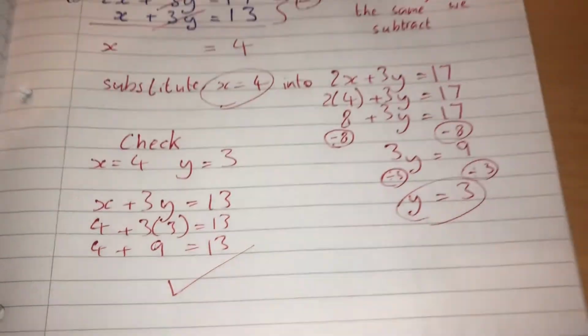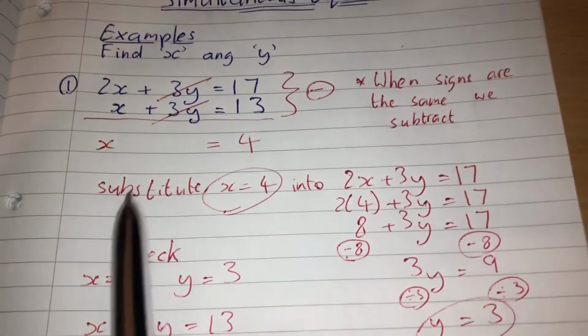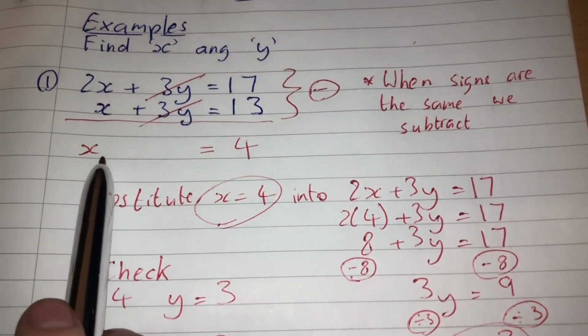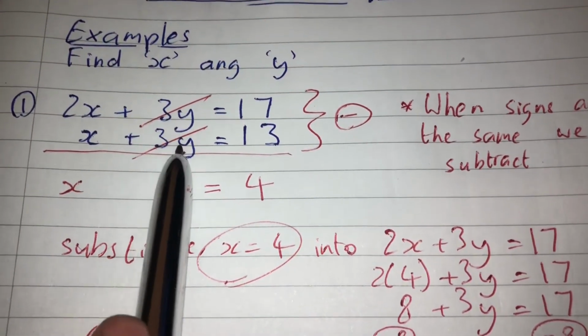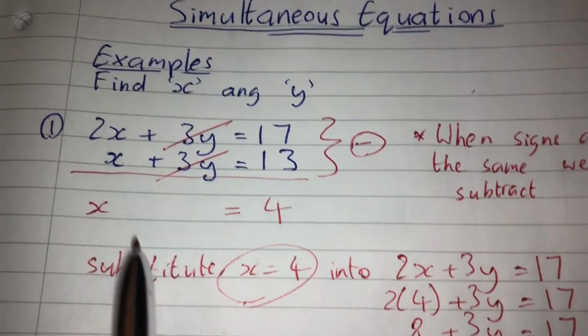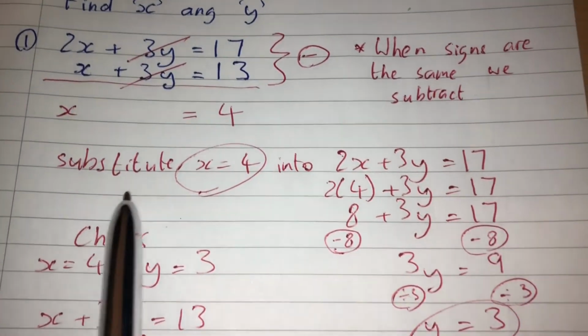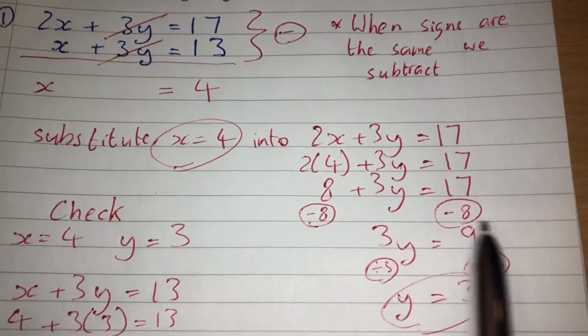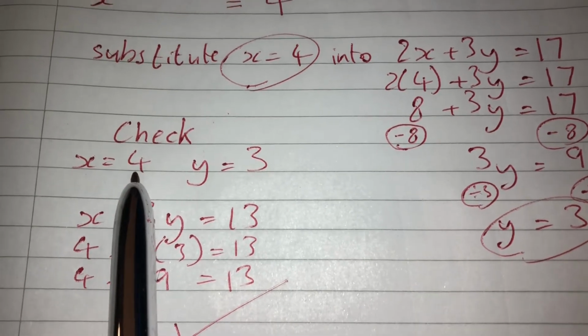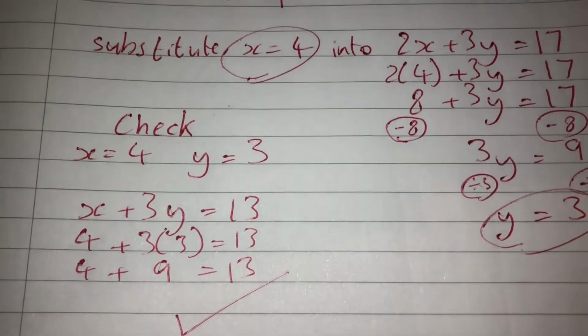Okay, so that's my first example. Find your value of x or y, it doesn't matter which one you work out first. In this case, it was easier to find the x first because the coefficients of the y's were the same, so I just subtracted the two equations. So find my value of x, substitute it into one of the equations to find my value of y, and then check your answer by substituting your values of x and y back into the other equation. Okay.